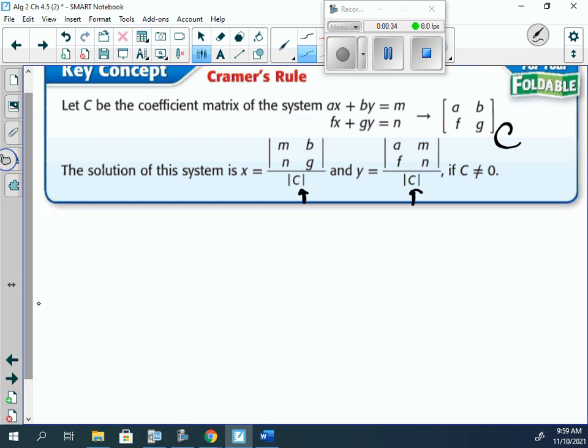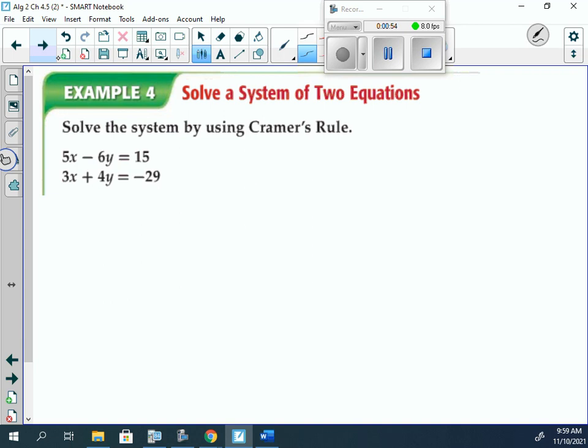Now, whenever we're solving for x, we're taking what the equations are equal to and replacing the x values in the matrix. When we're solving for y, we're taking what the two equations are equal to and replacing the y values in the matrix with those. Simplifying, then we have our answer for the values of x and y. Well, let's actually look at this and see how this works out.